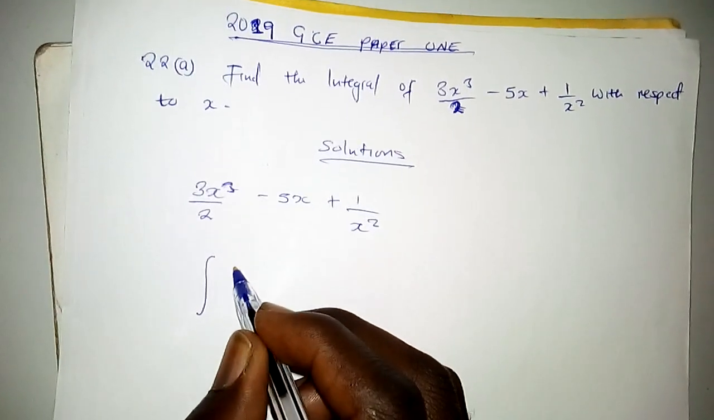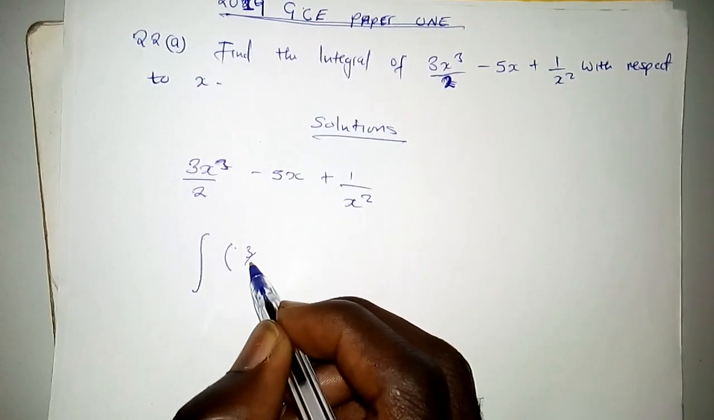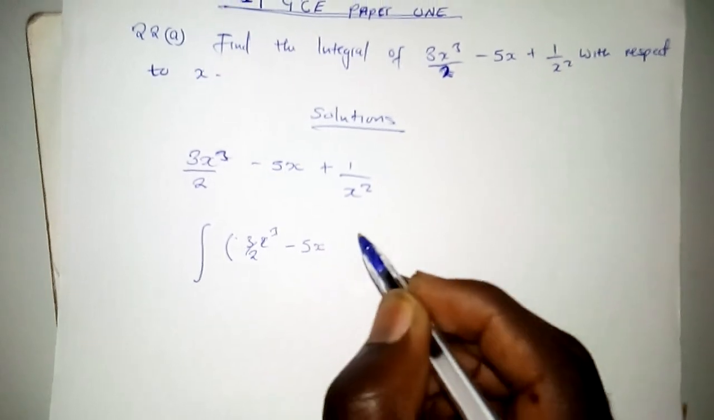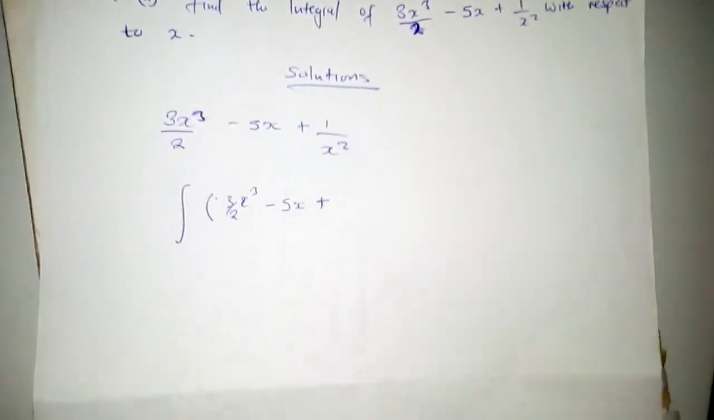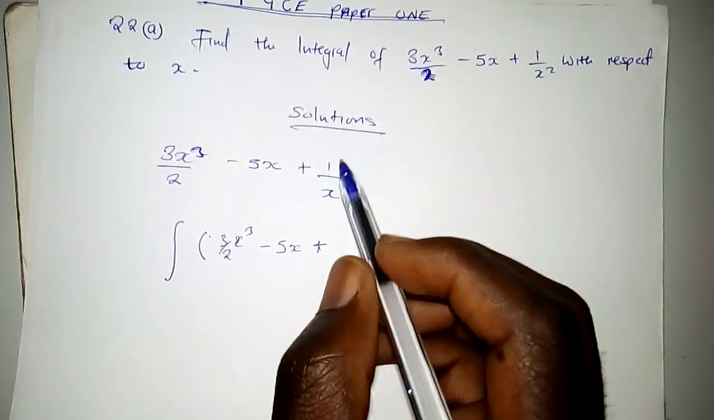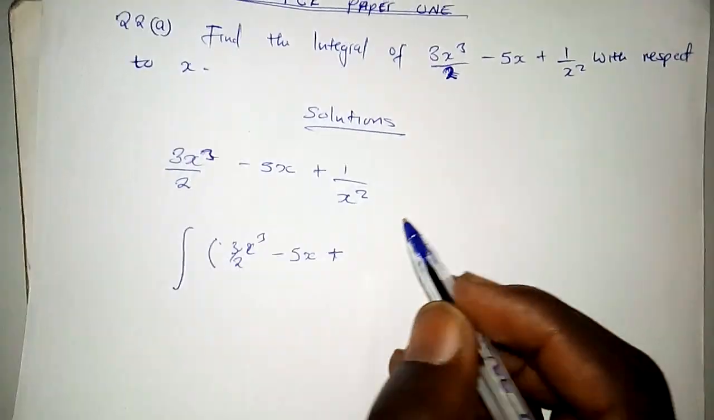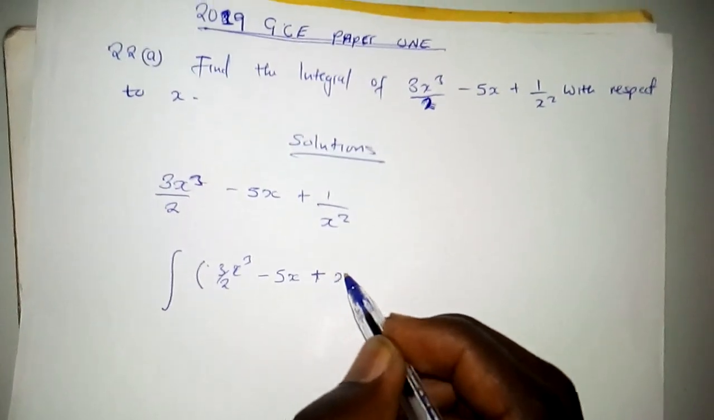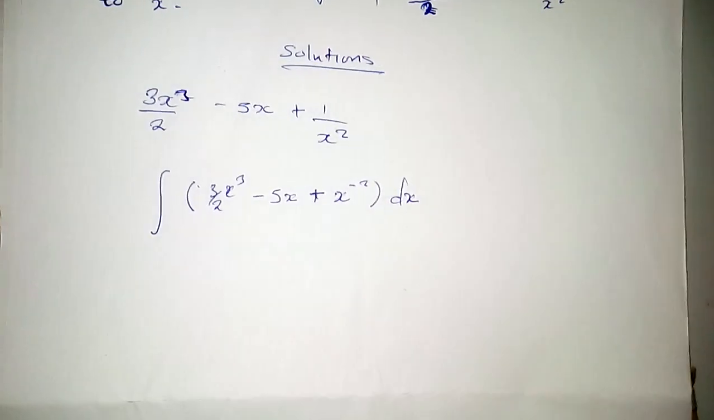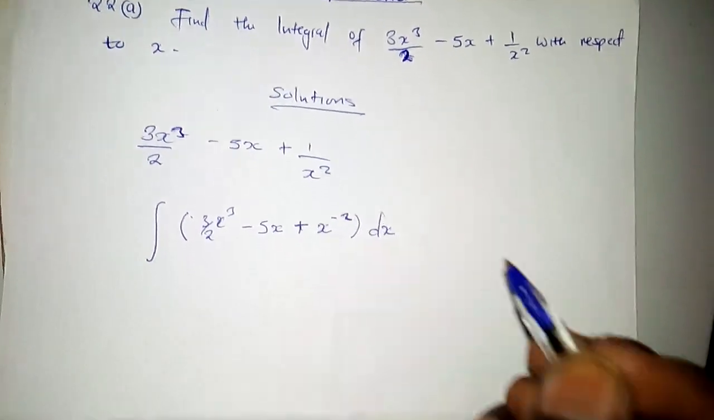Then I'll put them in brackets: open bracket, 3x to the power 3 over 2, minus 5x plus, then what I'm going to do here is simplify this one. I'll take it back under indices, so x to the power negative 2. Then I'll say dx there.